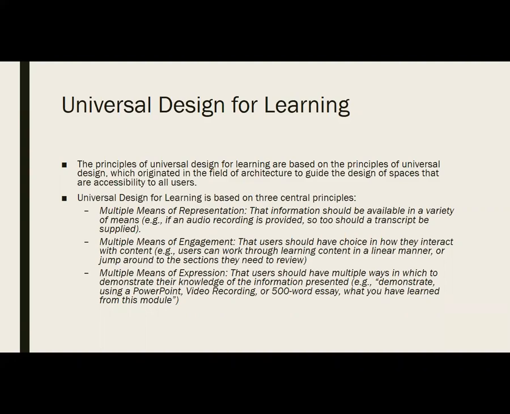So we also have the second principle, which is called multiple means of engagement. And by that we mean that users should have choice in how they can actually interact with the content. Users can work through learning content in a linear manner or jump around to the sections they need to review. Not every user learns in the same way. So some might want to access a material differently from others, and that has a lot to do with choice and ability.